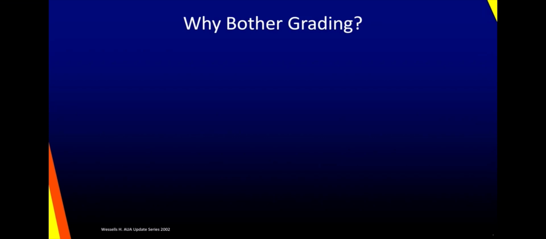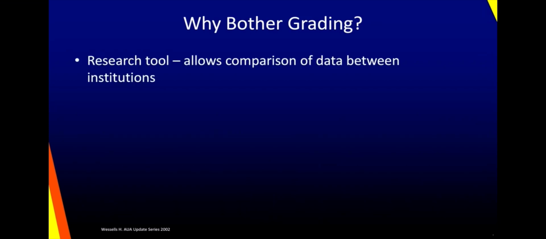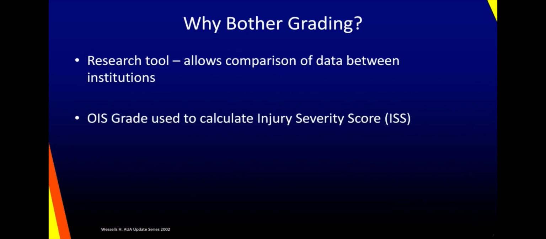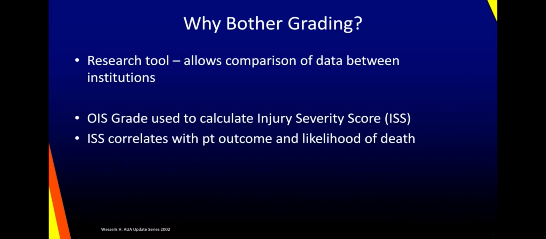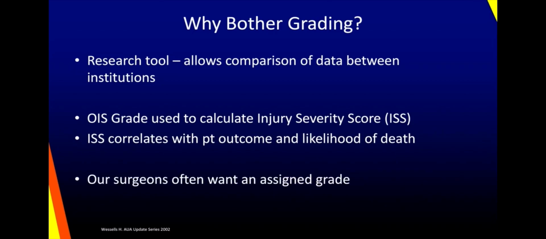Why bother grading? It's a research tool that allows comparison of data between institutions. The OIS grade is used to calculate the Injury Severity Score, or ISS, and the ISS correlates with patient outcome and likelihood of death. Our surgeons often want an assigned grade.